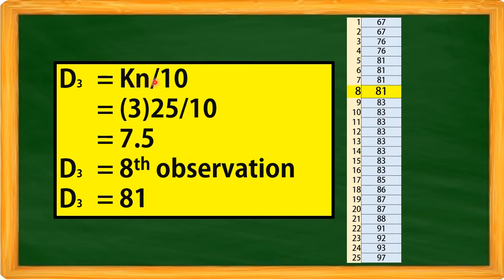Kn divide 10 is equal to 3 times 25 divide 10 is equal to 7.5. So, ibig sabihin, i-round up natin yung 7.5, magiging 8. So, ang pang-decile 3 natin is the 8th observation in the arrangement of scores, which is 81. So, ito po yon. Ang pang-8 po is 81. Therefore, decile 3 is equal to 81.